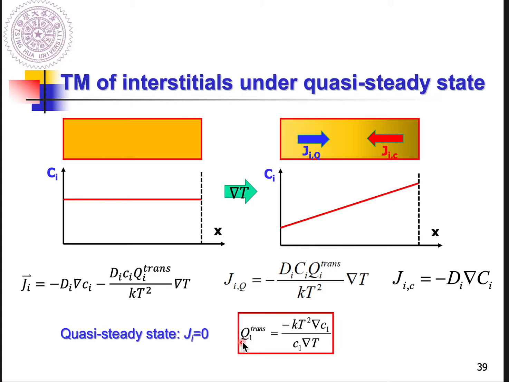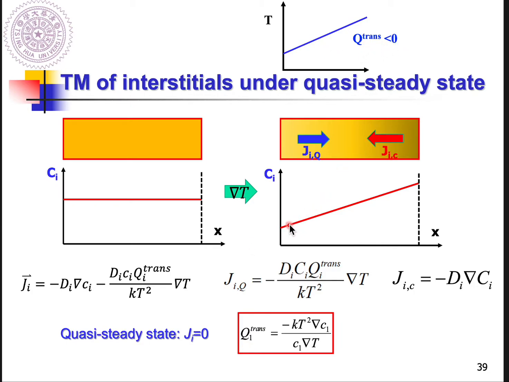For example, in this case, the concentration profile here has a positive slope like this. It's positive, negative, positive. So the upper portion is negative, and the temperature gradient we apply on this system can be positive. So negative divided by positive, the heat of transport would be negative.